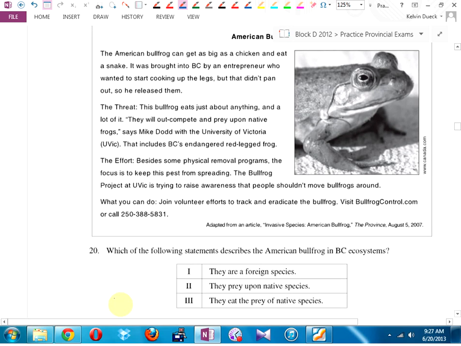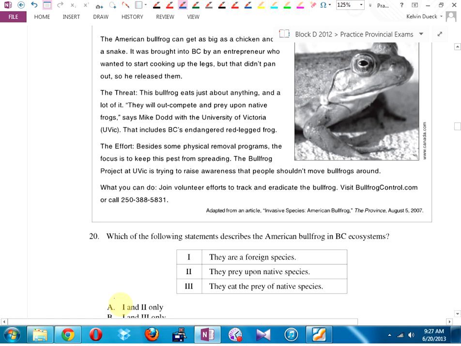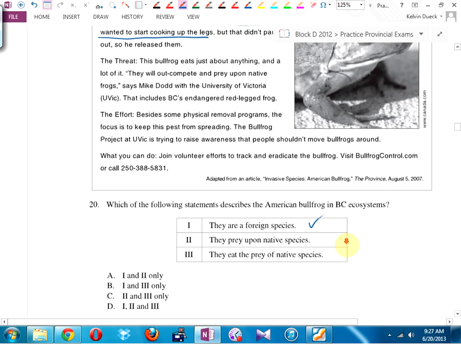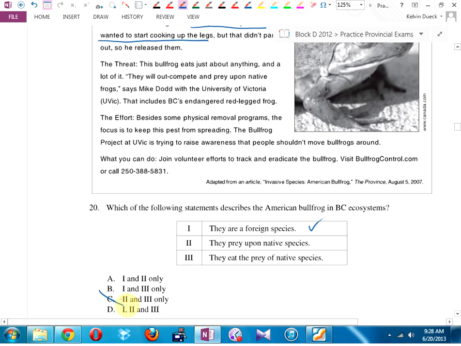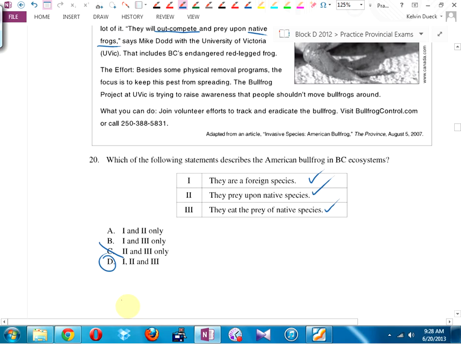Bullfrogs. Which of the following statements describes the American bullfrog in BC ecosystems? Well, first of all, the fact that they were brought here by an entrepreneur who wanted to start cooking up frog legs, but that didn't pan out. They are definitely a foreign species. So C is wrong. Right? Okay. The threat. They prey upon native species. That is true. Do they eat the prey? Oh, they will outcompete. So they also eat the prey of the native species. That is true. Correct answer? D. This is a major issue, by the way, bullfrogs. Also Australia, Oregon, BC.